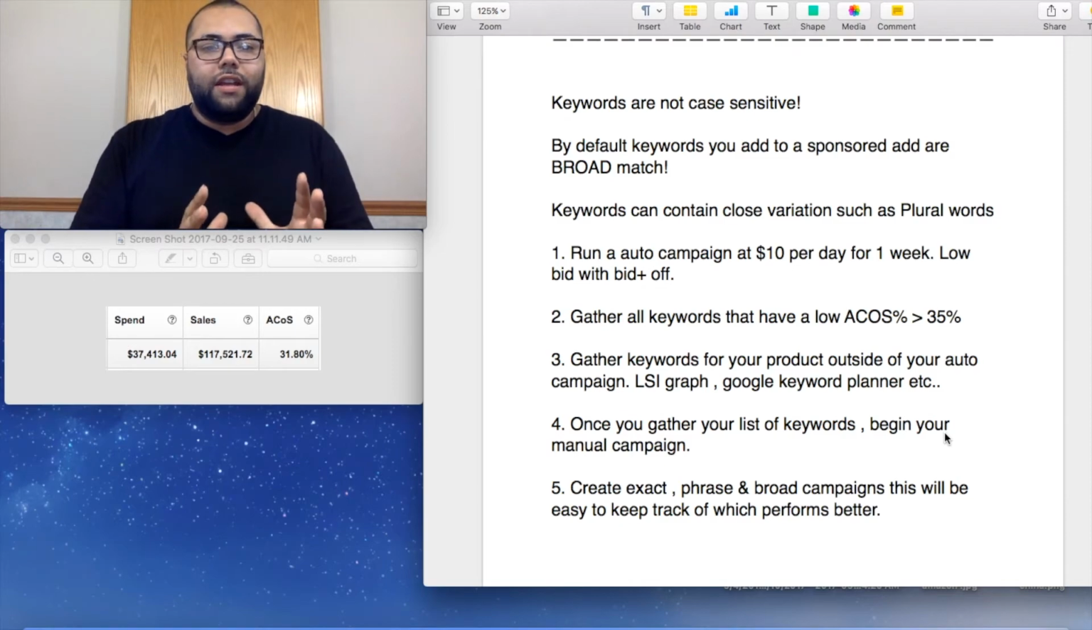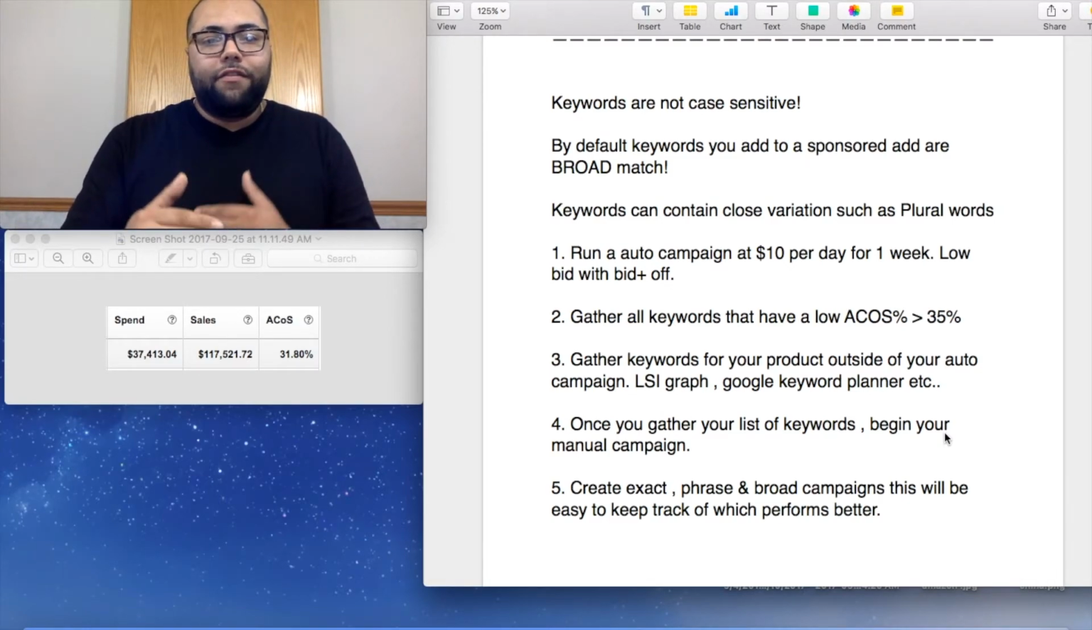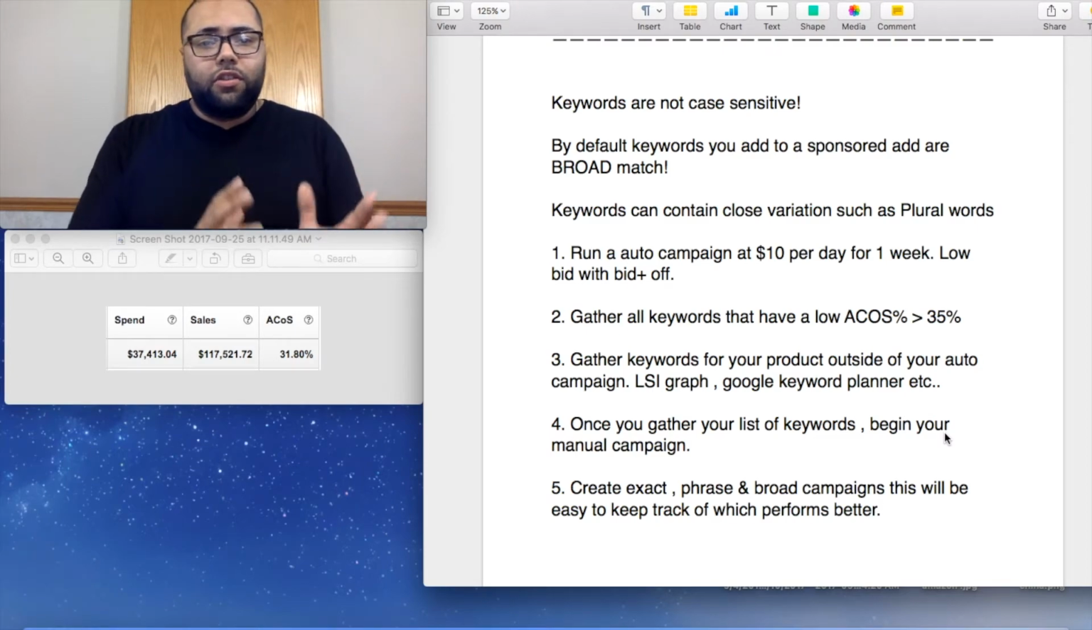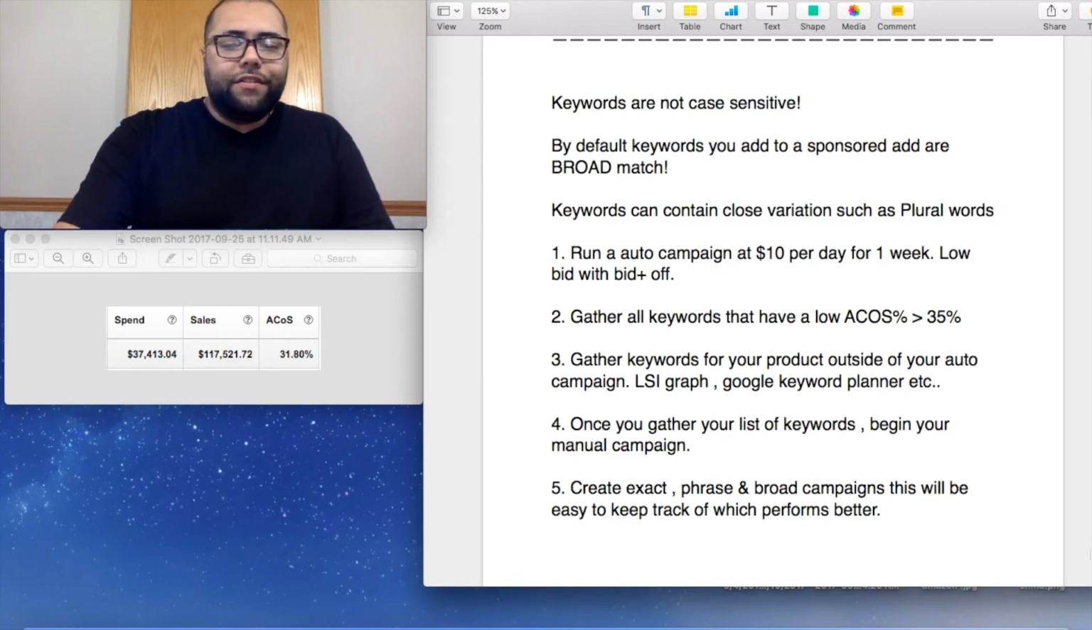So don't worry about your ACOS percentage. Don't worry about losing money. That's why we want to start out with a low budget in the beginning, but you're buying data. You're buying keywords. You're finding profitable long tail and short tail keywords that are going to help rank your product and help bring in more sales. Keywords can contain close variations such as plural words. We went over that. And then here's 5 steps right here.